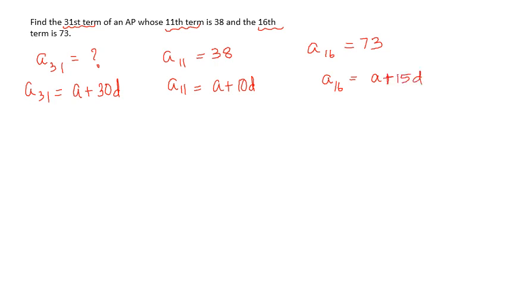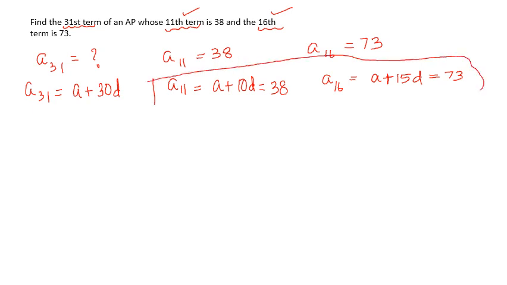A plus 15D. Have you understood this? These are the things given to us. Now how are we going to find this is the question. Now what do we know? We know that A plus 10D is equal to 38 and A plus 16D is equal to 73. That is given in the question. 11th term is 38 and 16th term is 73. This is the only part that you have to understand from the question.